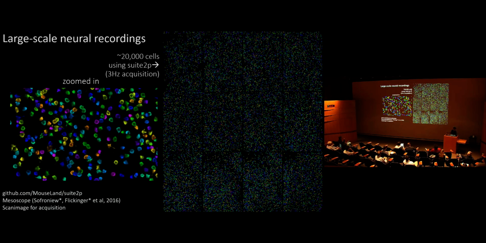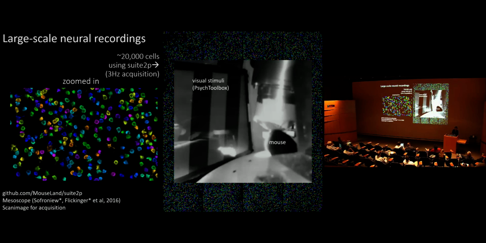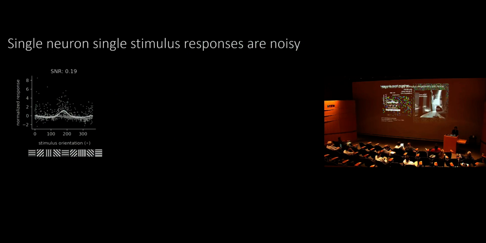by Nick Sofroniew and Dan Flickinger. And we get around 20,000 neurons on average per recording at 3 hertz recording speed. And then we show visual stimuli to the mice on a screen like this. And here's the mouse that's head fixed, and it's on this large ball, and it's free to run whenever it wants to.